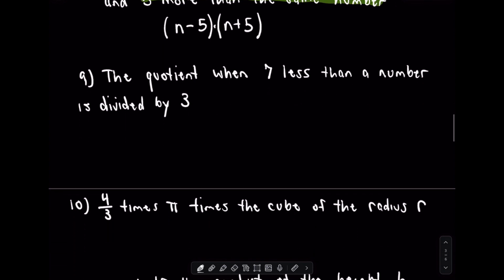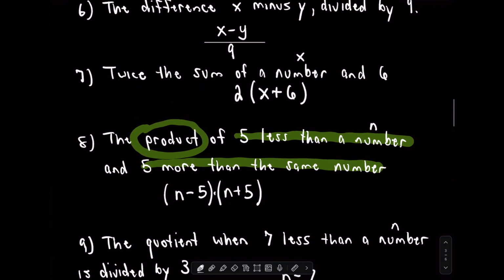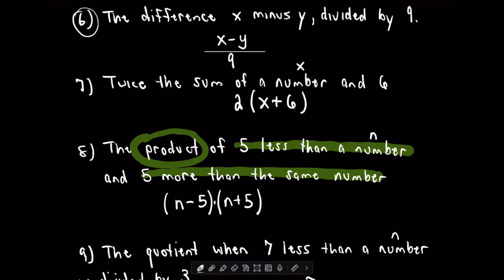So I think I've got a few more of these here, because you'll see these things all the time, so it's definitely worth doing a little extra practice. So the quotient when 7 less than a number is divided by 3. Well, again, let's just call our number n. Quotient has to do with division, with our fraction. 7 less than a number, well, I take my number and subtract 7, and it says that is divided by 3. So that's very similar to our other example, number 6.